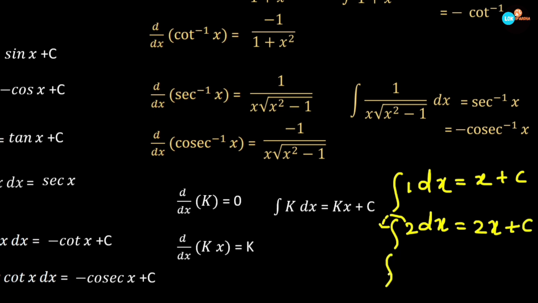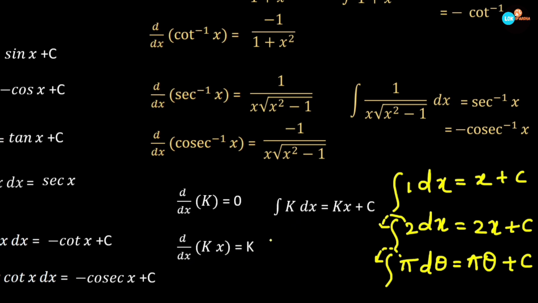And what is the integral of, let me write it, pi d theta. At that time pi is a constant, it should come out. So pi, and the integral of d theta is just theta plus c. And the next one is the derivative of constant into x. That is just k, because the derivative of x with respect to x is 1 and k into 1 is just k itself.